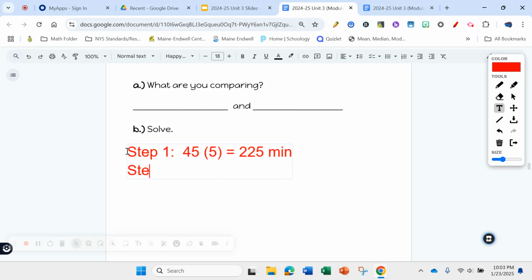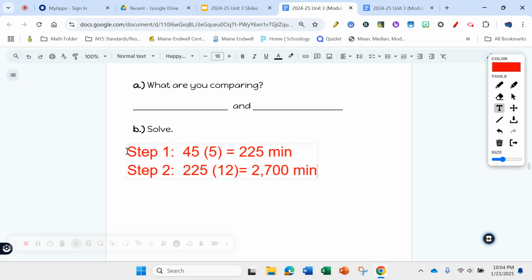Step 2, guys, go back in the word problem. How many weeks does he do this for? 12 weeks. So I'm going to do 225 minutes per week times 12 weeks. I'm assuming we're just doing every 5 days. So 225 times 12 is 2,700 minutes. Are you with me so far?